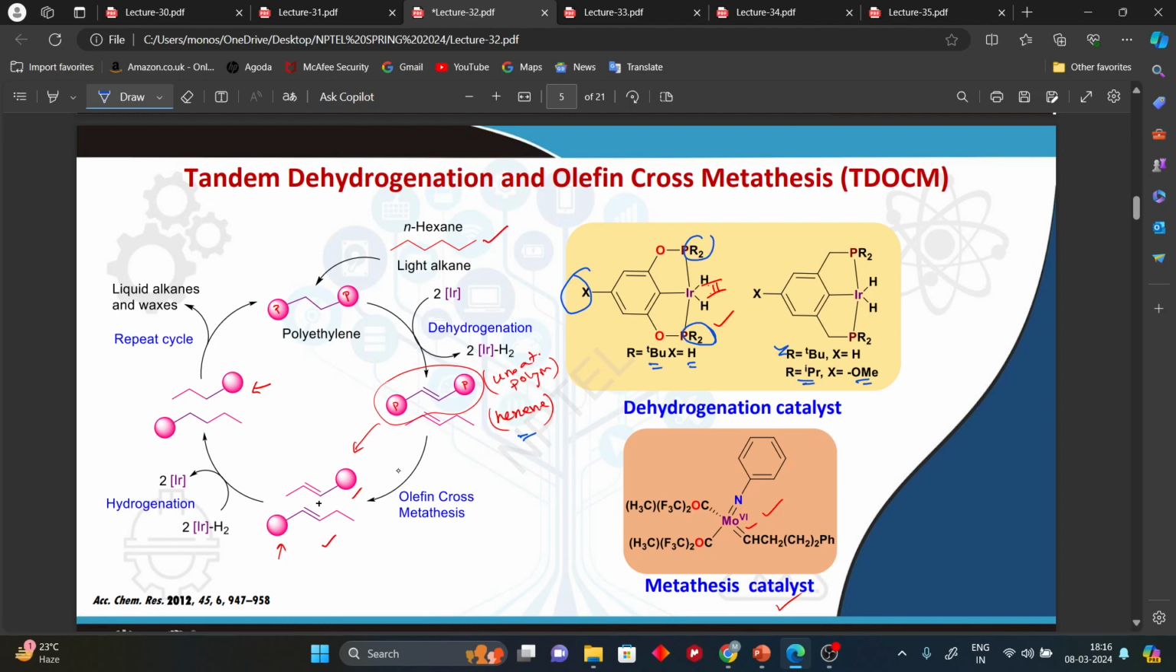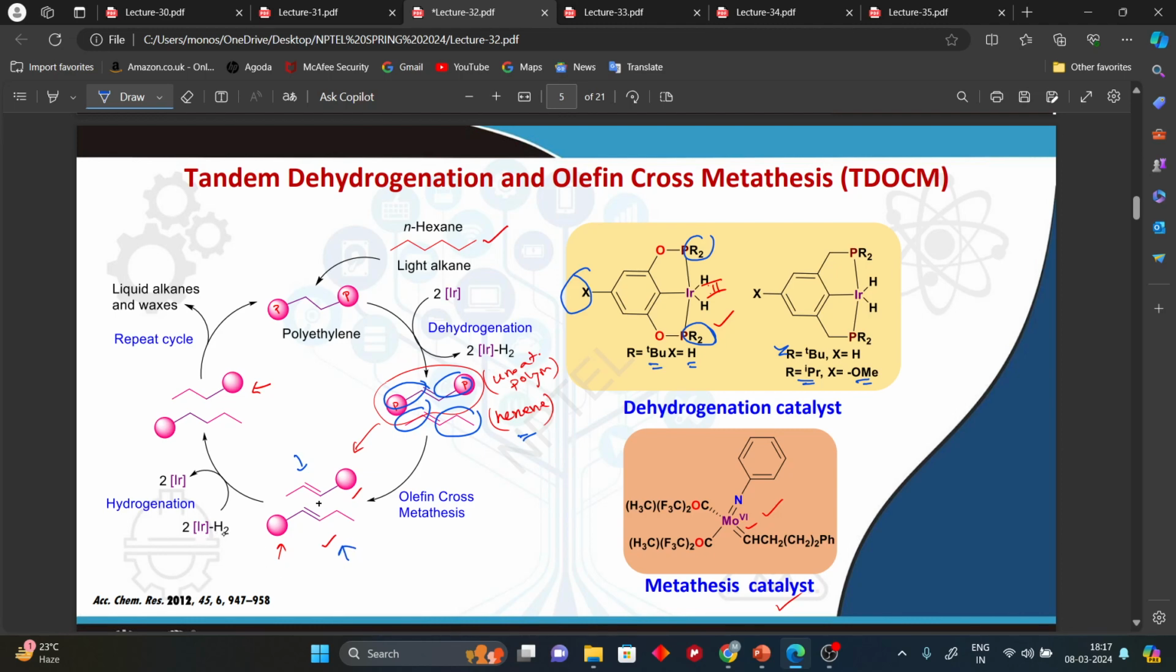Then cross metathesis happens. First, metathesis, you all know. In just 2 or 3 slides, I am going to discuss that also. So cross metathesis. Here you are seeing that this part is attaching with this, and the other part is with this one. That's how the cross metathesis is happening. The mechanism you are going to see later, so here you just focus on how this thing happens. After this, these two units are generated like this.